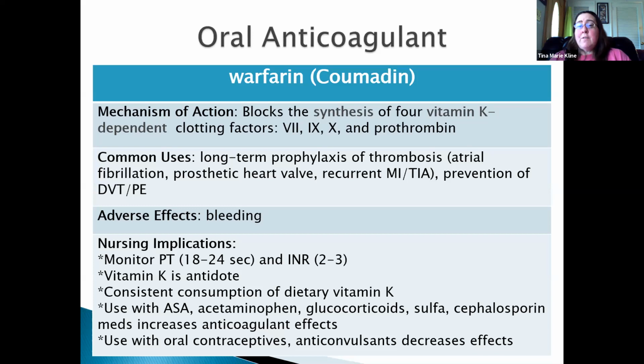So our biggest adverse effect with this, as I mentioned before with the aspirin, is the bleeding. For warfarin, the test that we monitor is going to be the PT and the INR. Now I have the INR as 2 to 3 there.